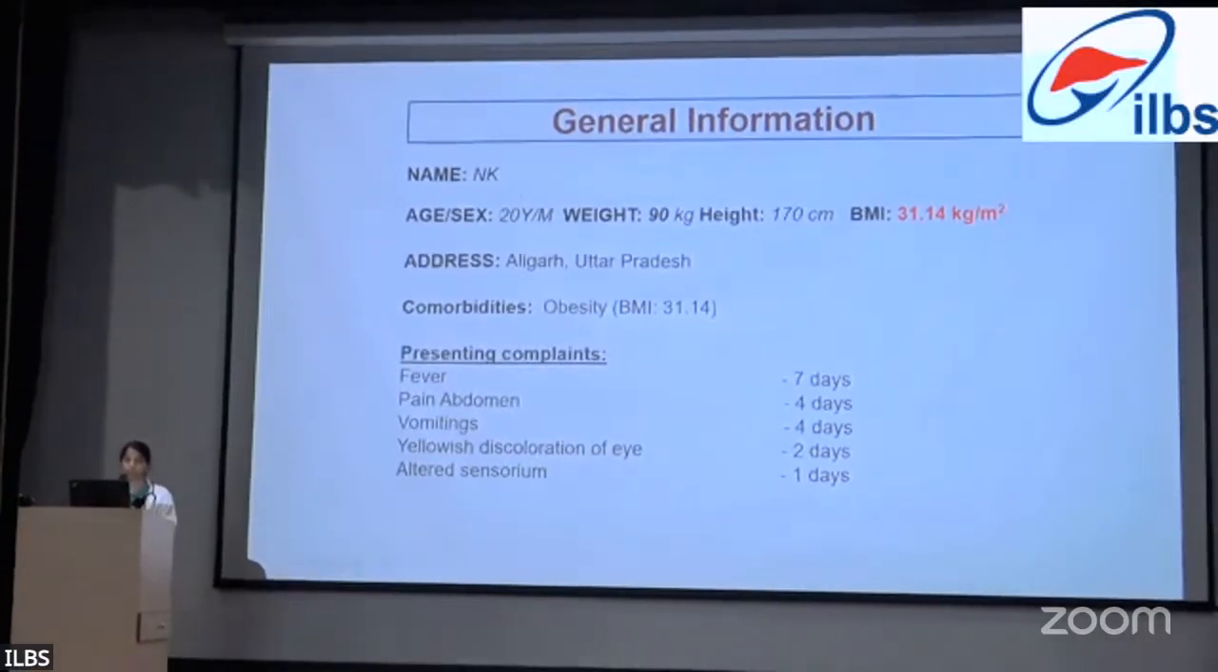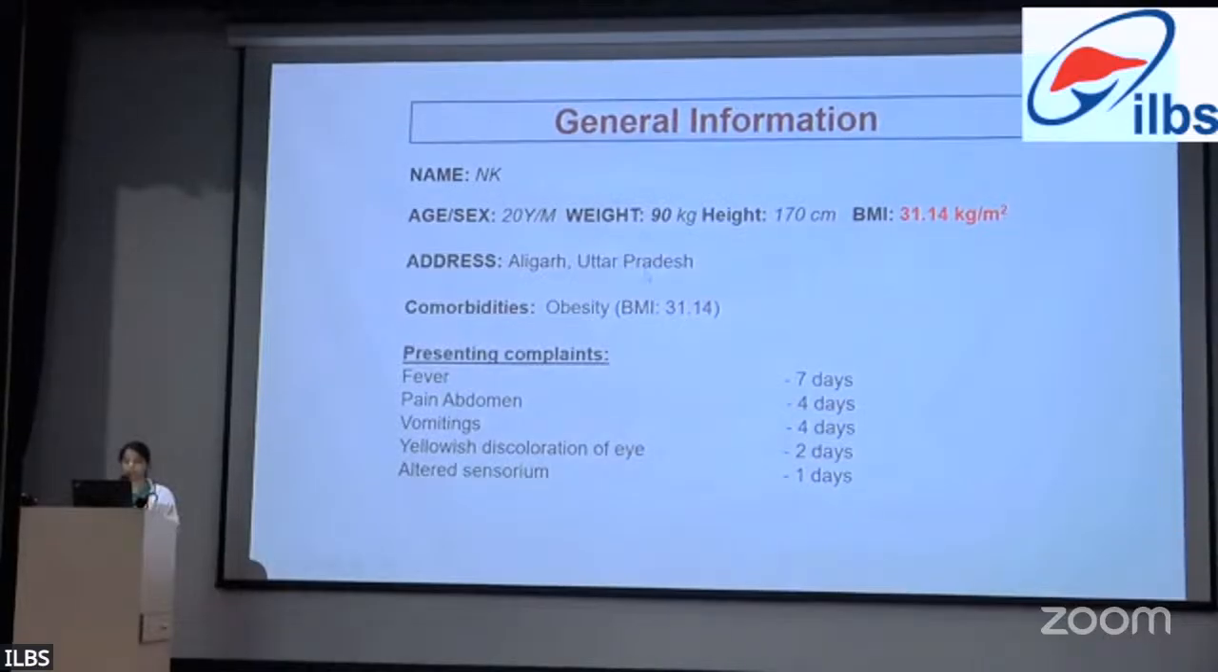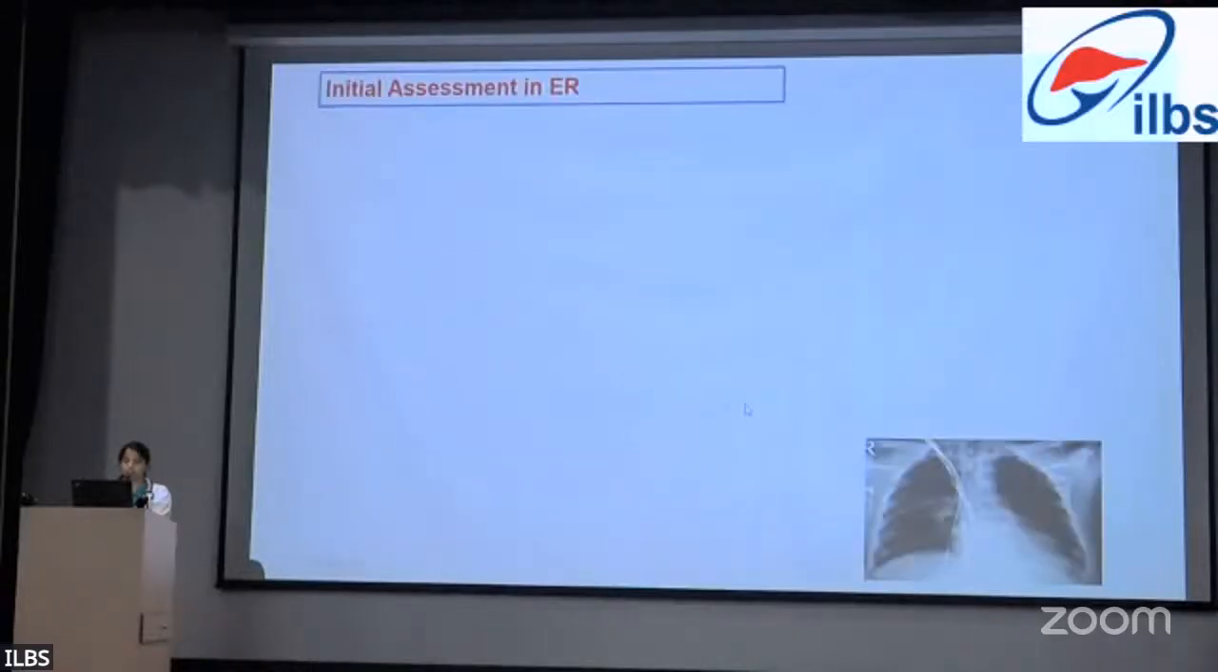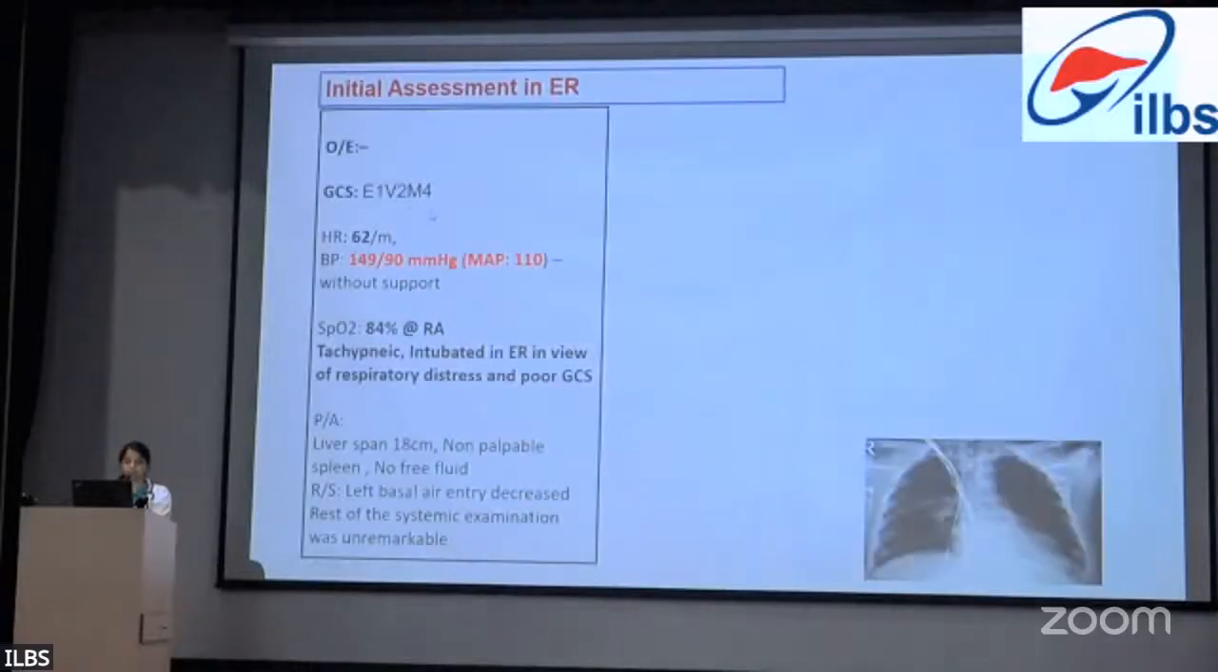So case 20-year-old male, 90 kgs by weight, BMI of 31.14, presented with complaints of a fever for 7 days, pain abdomen for 4 days, vomiting 4 days, followed by jaundice since 2 days and altered sensorium 1 day. So his initial assessment in ER revealed a heart rate of 62. His GCS was poor and had a MAP of 110. Saturation was 84% on room air with tachypnea. So he was intubated in ER in view of respiratory distress and poor GCS.